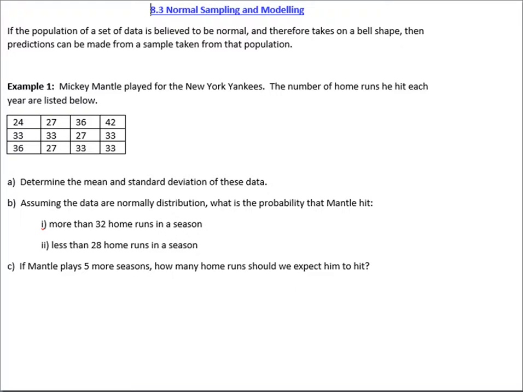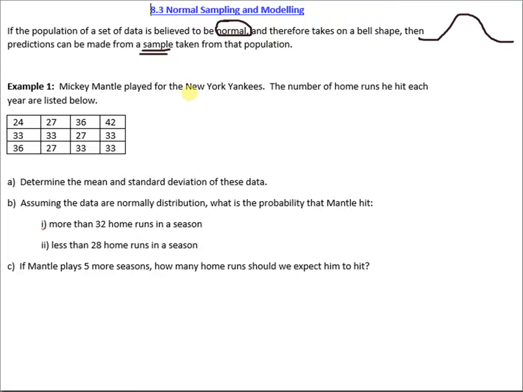Okay, 8.3 is normal sampling and modeling. If a population or a set of data is believed to be normal, meaning a probability distribution taking on that bell shape, then predictions can be made from a sample taken from the population. So we're going to talk about samples in this case.